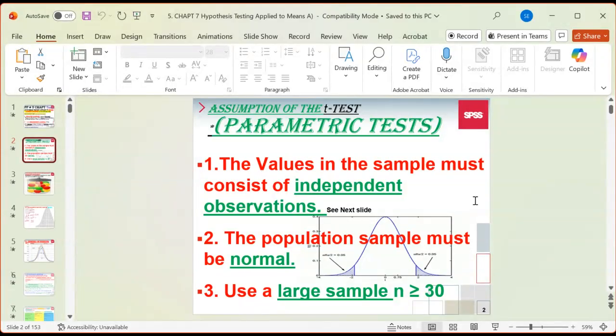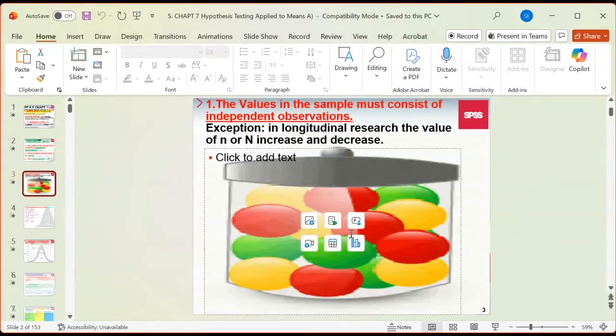Number one is the values in the sample must consist of independent observation. We already explained what independent observation is, but that's for probability. It means that, for example, if you have a jar of 15 marbles, 5 green, 5 red, 5 yellow, the probability for me to take one red marble will be 5 over 15, which is the red ones divided by the total number, 15.